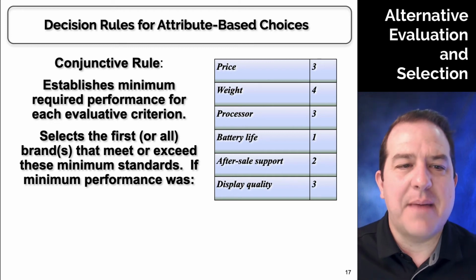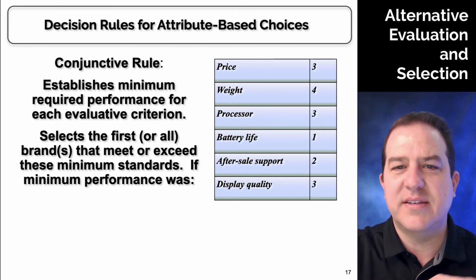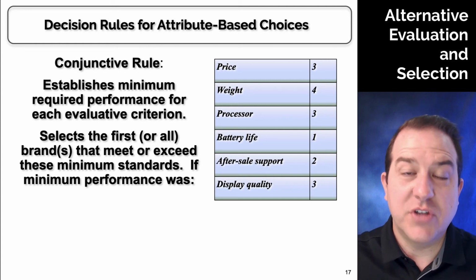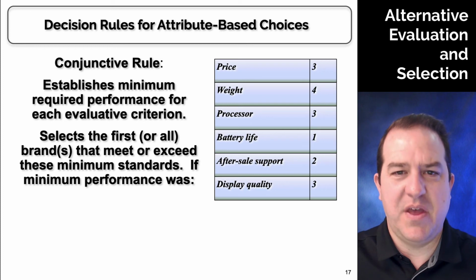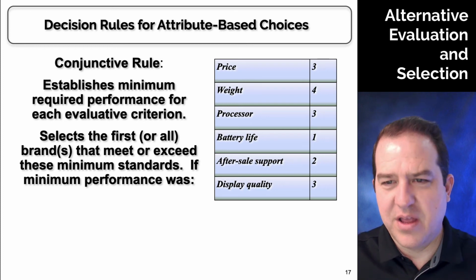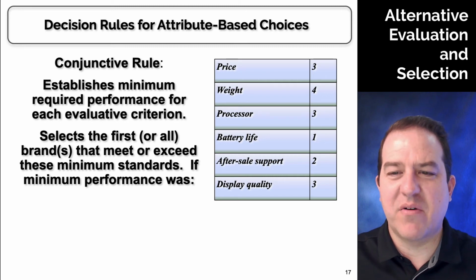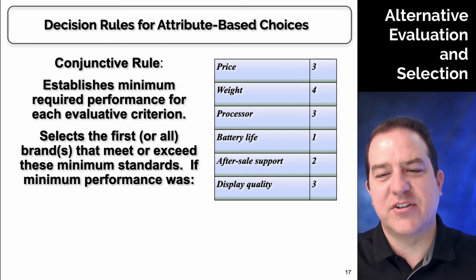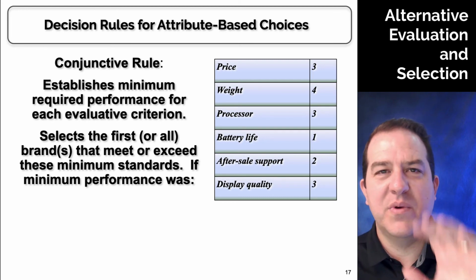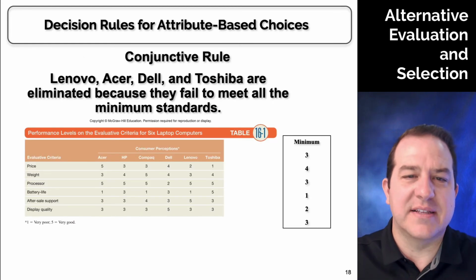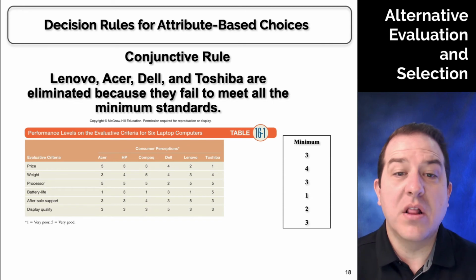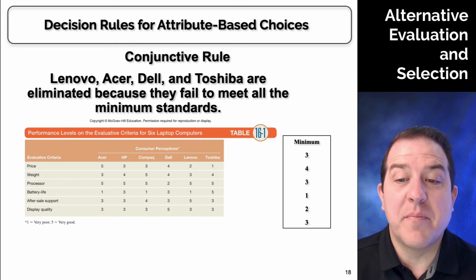So we establish a minimum on a conjunctive rule. We're going to say there's a minimum requirement for a certain criteria. So talking about laptops, a minimum that we want is a price of 3, a weight of 4, a processor of 3, battery life has to be at least a 1, after sales support a 2, and display quality a 3. Now, we would set all these and then we would go look at something. Now, this has Lenovo, Acer, Dell, Toshiba. They're all eliminated because they failed to meet all of the minimum standards.